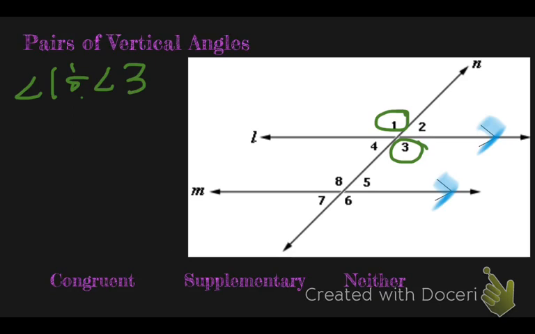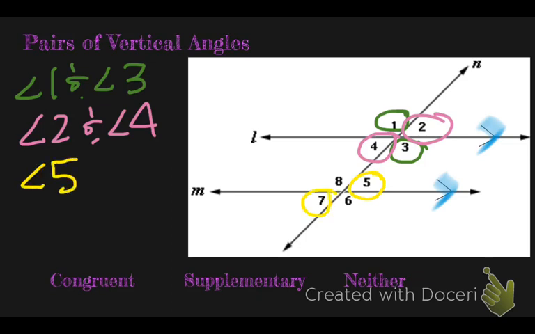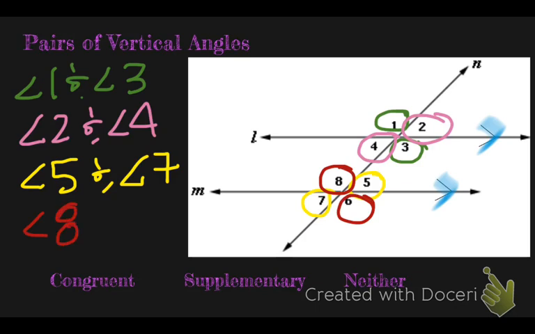Go ahead and grab a new writing utensil and let's look at angle 2. Angle 2 is vertical to angle 4. So I'm going to mark that down on my paper. I'm going to grab another color. I'm going to look at angle 5. That is vertical to angle 7. And then lastly, I'm going to grab my last color. And I'm going to look at angle 8, which is vertical to angle 6. Alright, so I have all my different pairs of vertical angles color-coded.